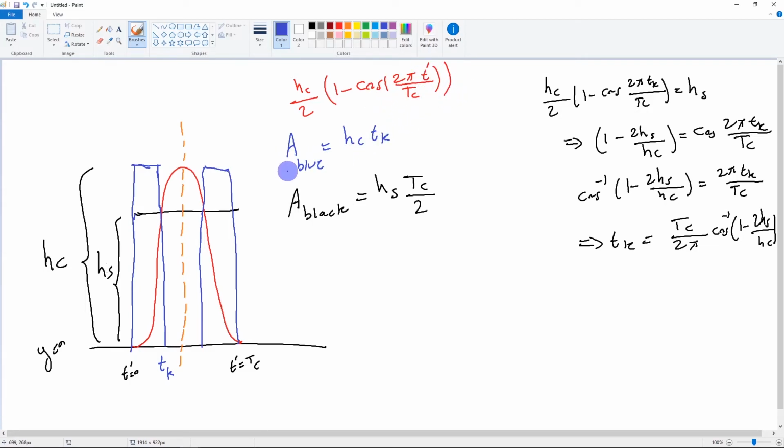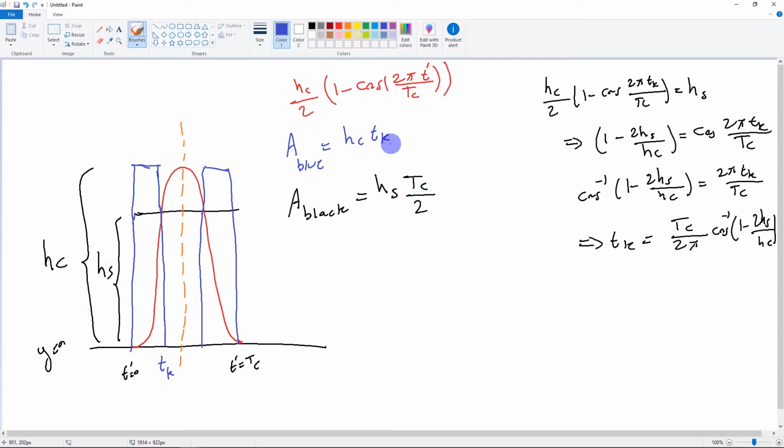Now here we can see that the area of the blue region is basically the height hc multiplied by tk. And the area of the black part, only half of it of course, is hs, the height of the signal, multiplied by tc divided by 2. So now these are the areas.